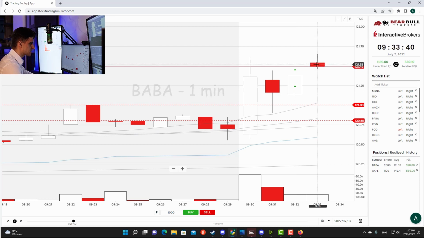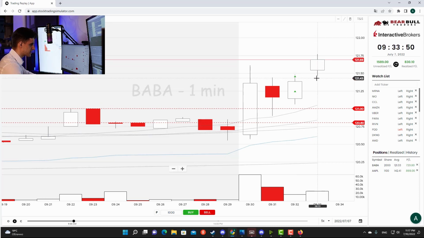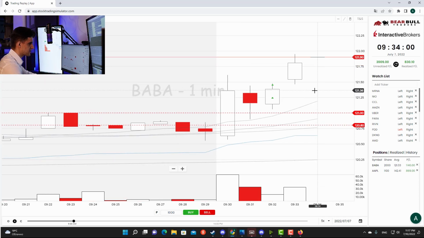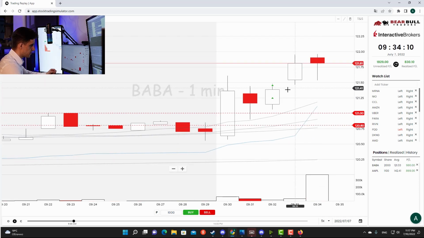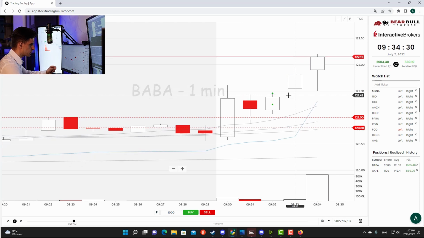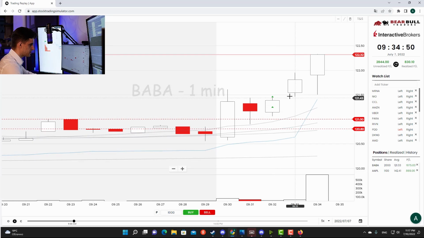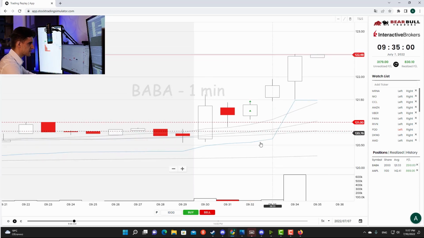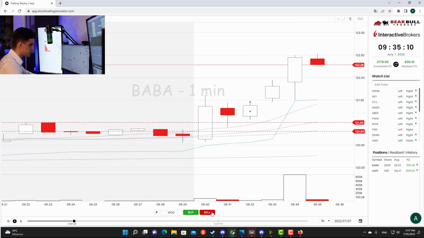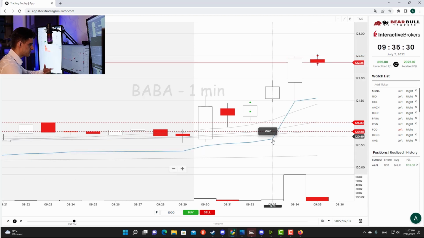This candle is a potential candle to add. If it drops and covers at least 30% of the previous candle, and this is what I usually do, guys, I want to see it covering 30% of the previous candle and then go from red back to green, and that's where I add into the position. Unfortunately, Baba didn't do that. It just went to the upside and started shooting up. I waited for a couple of minutes and then I started bailing out of the trade.